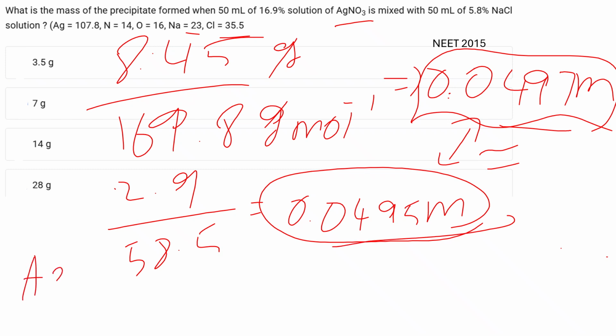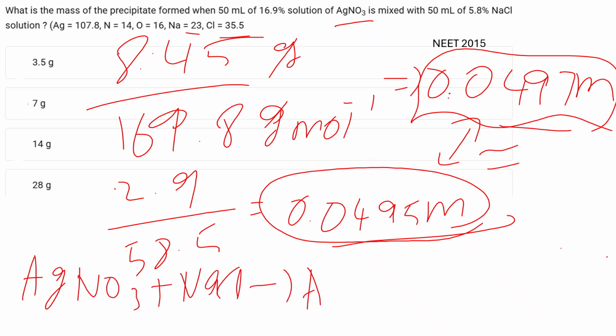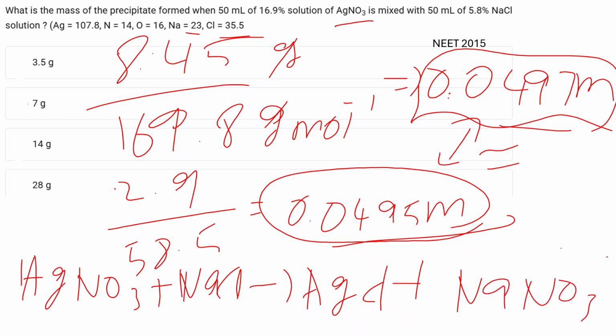Silver nitrate, which means 1 mole of silver nitrate reacts with 1 mole of NaCl to give 1 mole of AgCl plus what? Sodium nitrate. It gives the sodium nitrate. This is 1, this is 1, so that it will be 1. So this is 0.0497, this is 0.0495, then the intermediate is 0.0496.